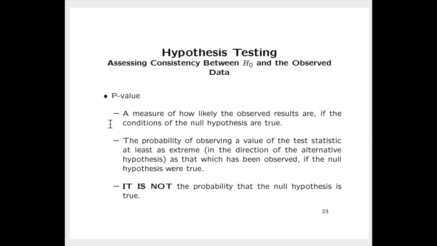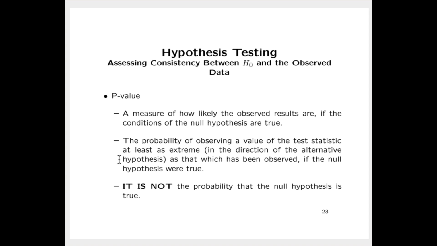Now, the precise definition of the p-value in words is that the p-value is the conditional probability of observing a value of the test statistic at least as extreme as that which has been observed if the null hypothesis were in fact true. Let me say that again. It's the conditional probability of observing a value of the test statistic at least as extreme as that which has been observed in our data, computed under the assumption that the null hypothesis is true. Now, when we say at least as extreme, what that means is in the direction of the alternative hypothesis.